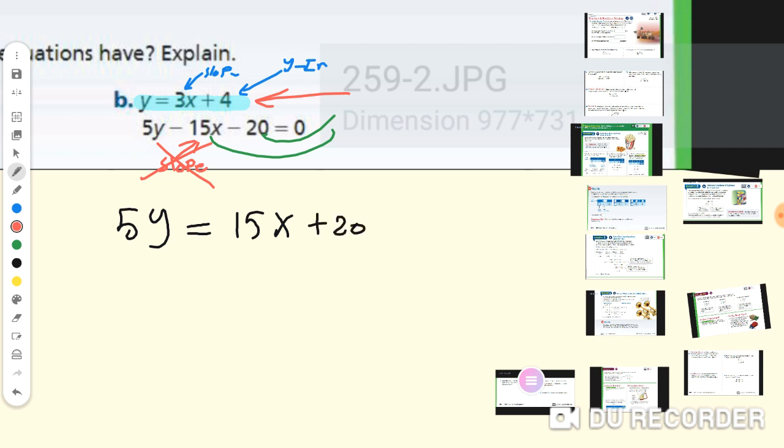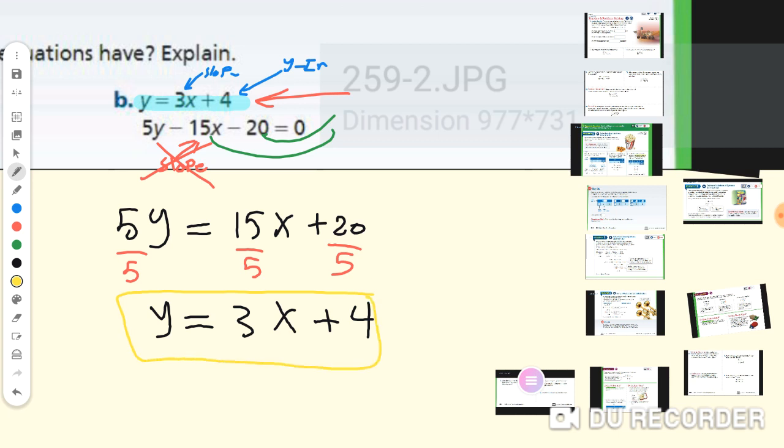Second, we divide by 5 on both sides. So I have here at the end y equals 15 divided by 5 is 3x, plus 20 divided by 5 is 4. So this is the final form of the linear equation. Let's compare it with the first one. The slope in the first one is 3. The slope in the second one is 3. So same slope.